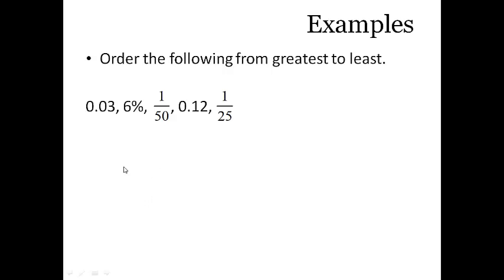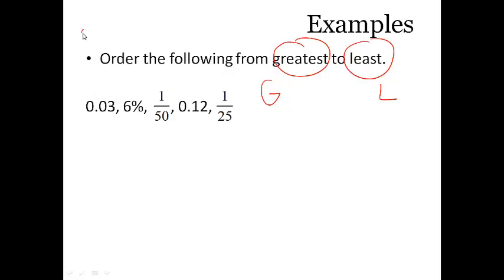So this says order the following from greatest to least. Well, I'm going to circle greatest and I'm going to circle least because I'm going from greatest to least. So I know that my greatest is going to be over here and my least is going to be over here when I'm listing them. So my first step, if you look at the top of your page, it says change all your numbers to percents. Okay, so let's deal with our decimals.